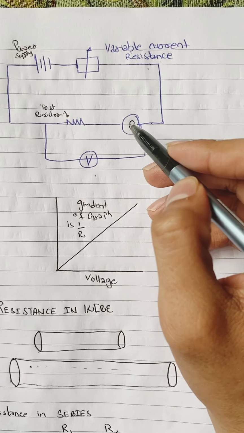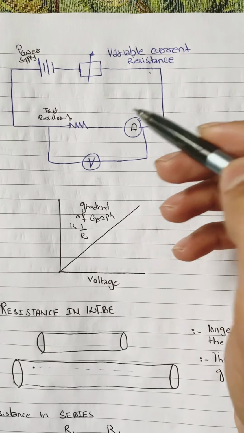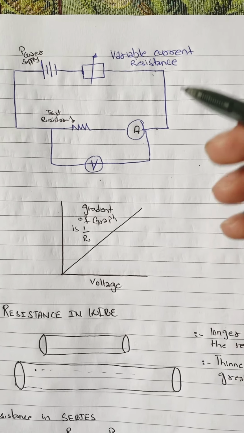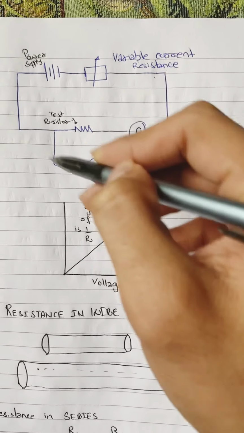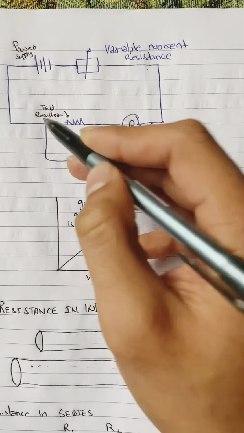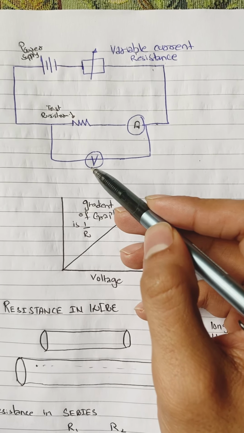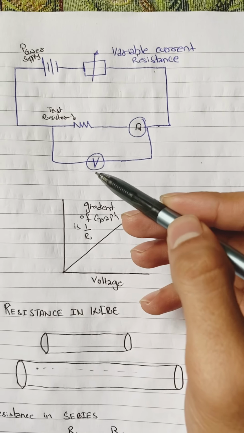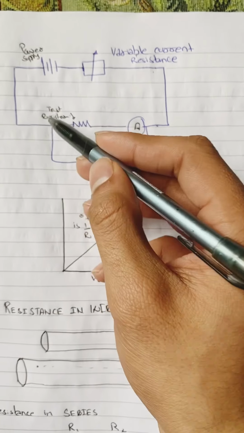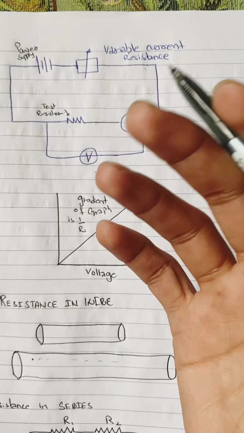Another thing is the ammeter. You need to put it in the circuit because the current flows all around the circuit. And there is the test resistor, and the voltmeter is measuring the voltage across your test resistor. So you need to find the resistance of the test resistor.